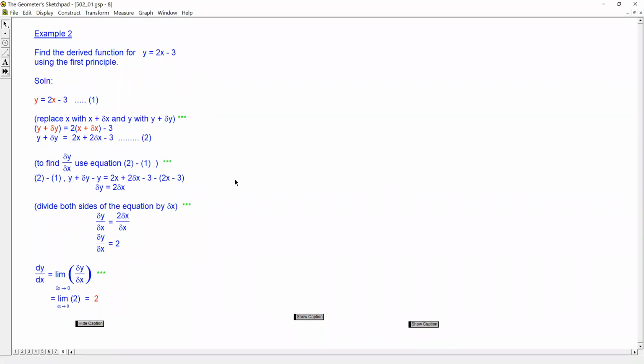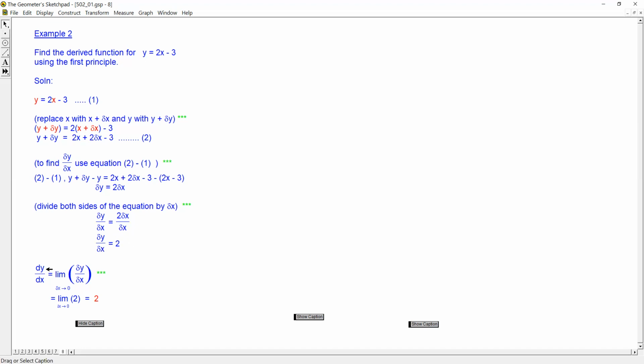So stop here. Then we apply step number 3: divide both sides of the equation by delta x. So this side divide by delta x, this side also divide by delta x. On the left hand side we have delta y over delta x. On the right hand side, the delta x and delta x cancel off, so you are left with 2. So we say that delta y over delta x is 2.